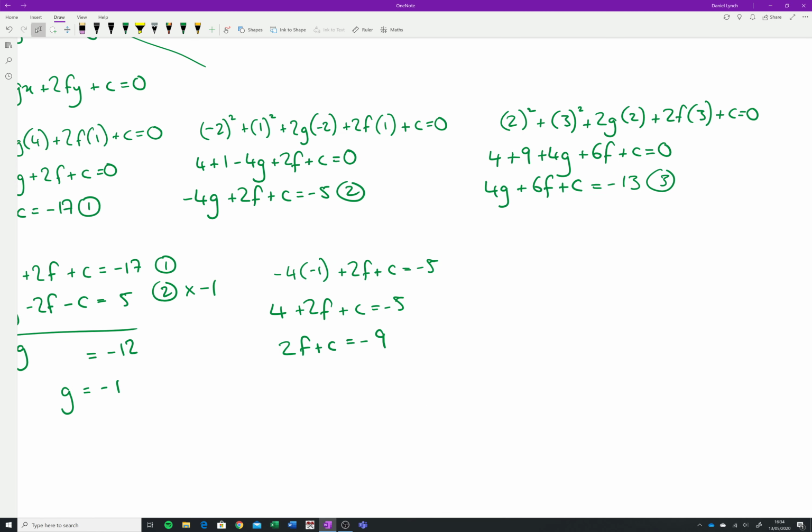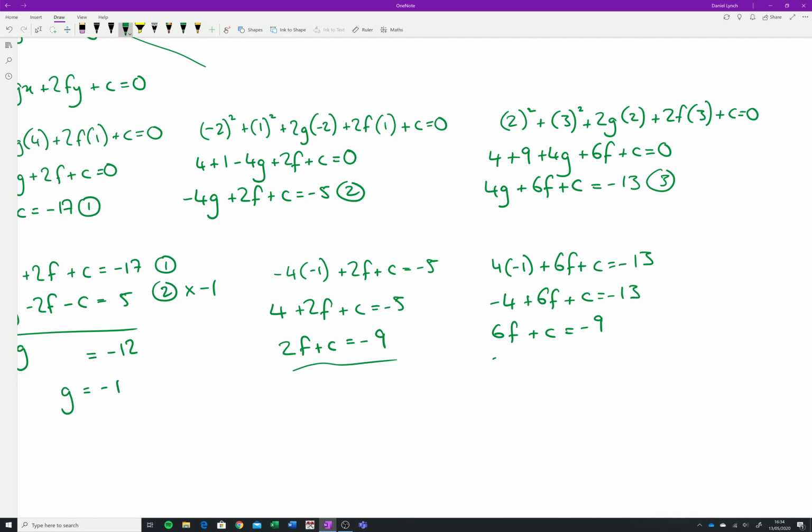Okay, we're also subbing in g equals minus 1 over here. So what we'll end up with is 4 times minus 1 plus 6f plus c equals minus 13. So minus 4 plus 6f plus c equals minus 13. 6f plus c is equal to, and that's going to be minus 9.